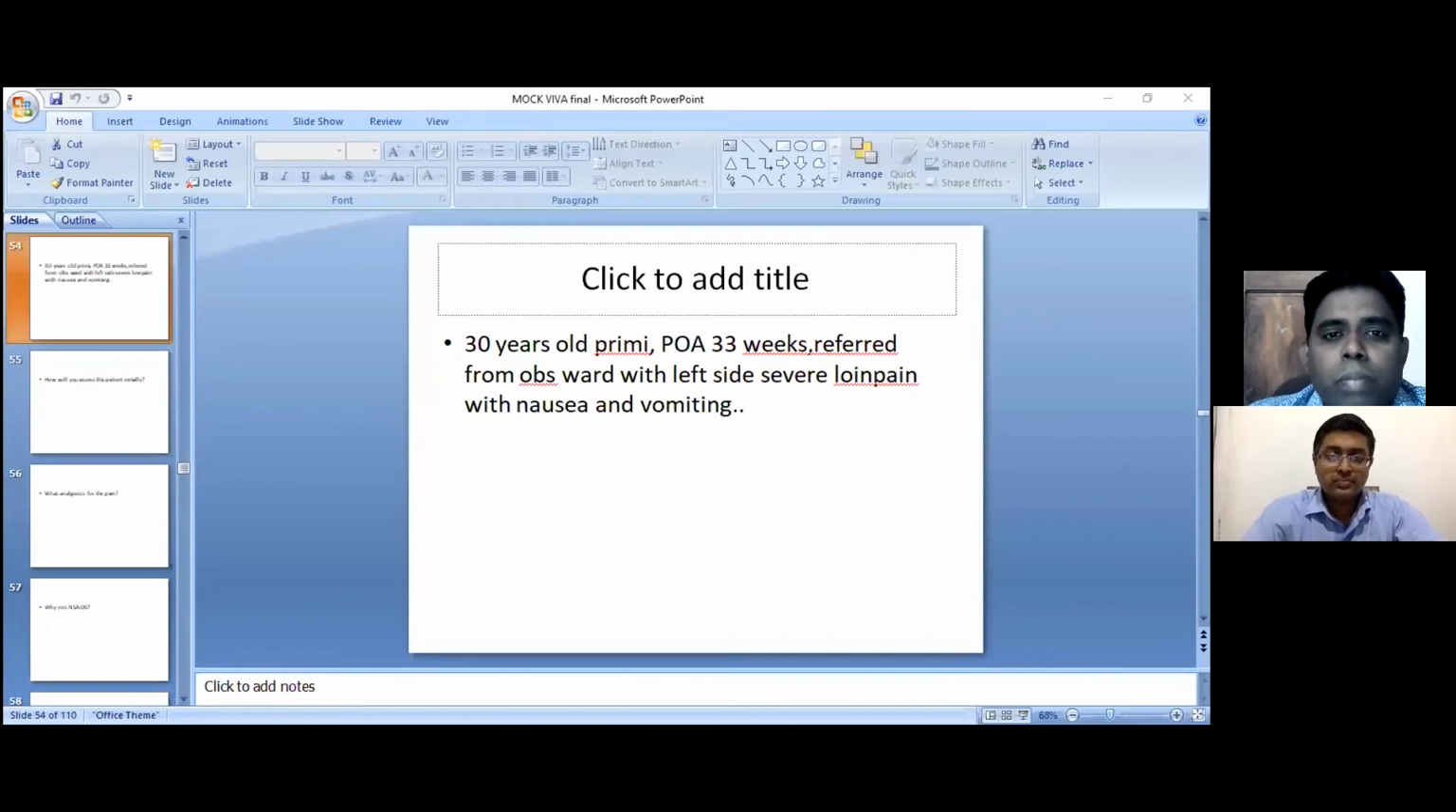This is a 30-year-old primigravida with a POA of 33 weeks, referred from Oxford with severe left side loin pain with nausea and vomiting. What is going on in your mind?